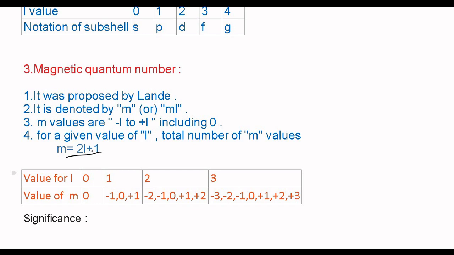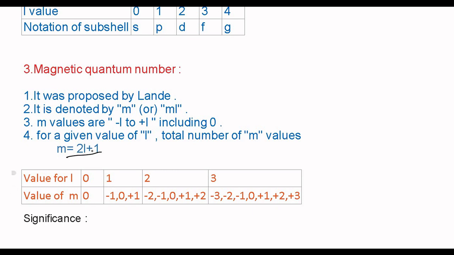Suppose the L value is 0, the total m value is 0. If the L value is 1, the m values are minus L to plus L including 0. That means here L is 1, right? So minus 1 to plus 1 including 0. That means minus 1, 0, plus 1. In the same way, if L is equal to 2, the possible m values are minus 2 to plus 2 including 0. That means minus 2, minus 1, 0, plus 1, plus 2. If the L value is 3, the m values are minus 3, minus 2, minus 1, 0, plus 1, plus 2, plus 3.